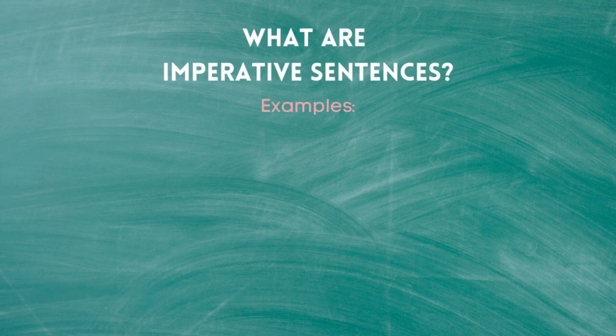Let's take a look at some examples of imperative sentences giving orders. If you find your friends making noise, you might ask them to keep quiet. Notice how this sentence ends with an exclamation mark. This is because you order your friends to stay quiet and stop making noise.